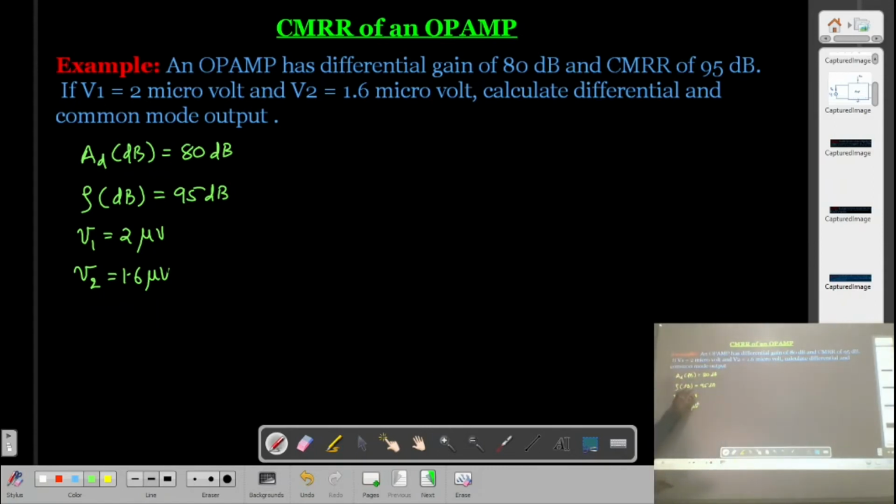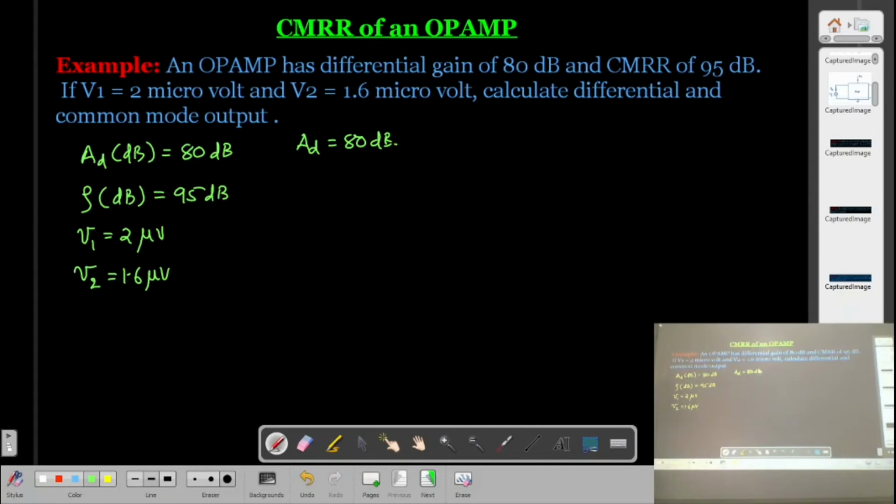Remember, here you don't have to calculate the total output, but for the differential, what is the output, and for the common mode, what is the output. So first of all, whatever AD and rho are given in dB, you have to convert them to normal form. So AD is given as 80 dB.